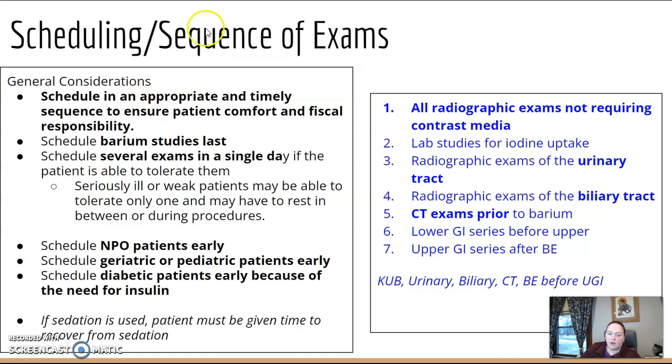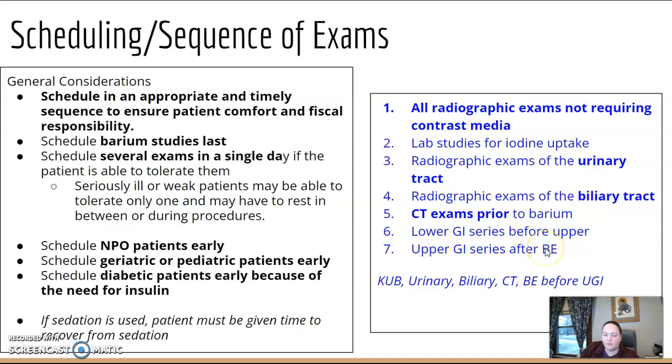So if you're given a list of exams to put in order, what should you do first? Well, you should do all the exams that don't require contrast media first. And then if there are lab studies that require iodine intake, that would be next. Exams of the urinary tract, then biliary. Then if there are any CTs, the CTA would have to go next. A lower GI before an upper GI.